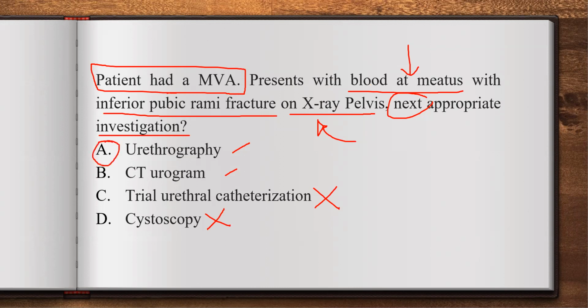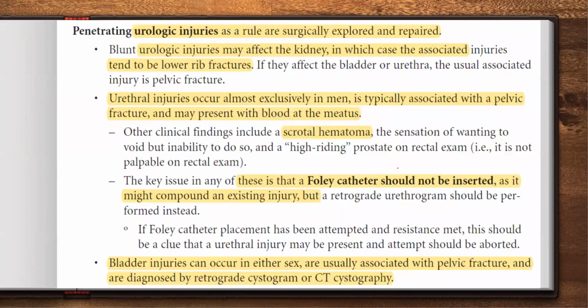So between A and B, what do you want to do? Next, urethrogram or a CT urogram? Okay, look at this one. This is your Kaplan step to surgery. Urethral injuries occur almost exclusively in men. Sometimes it can be associated with a pelvic fracture and may present with blood at the meatus.